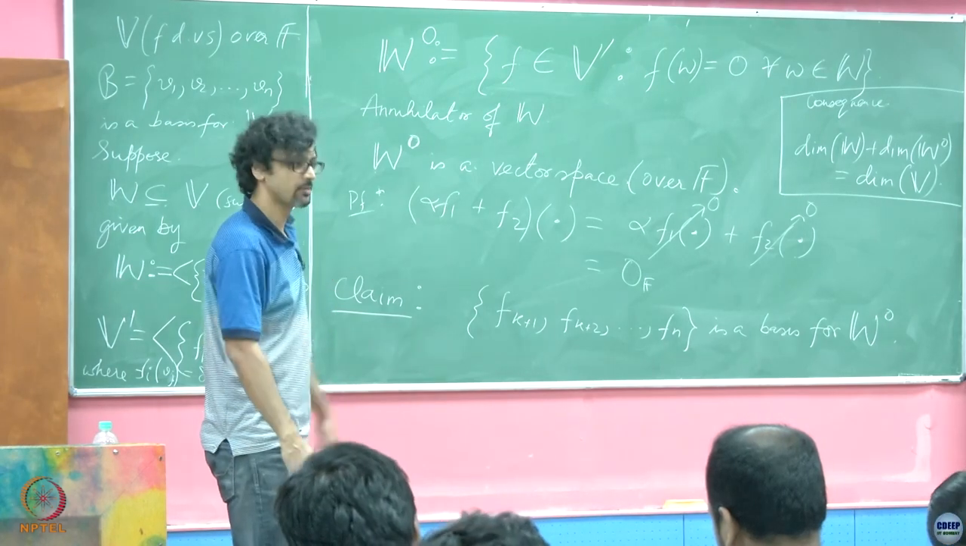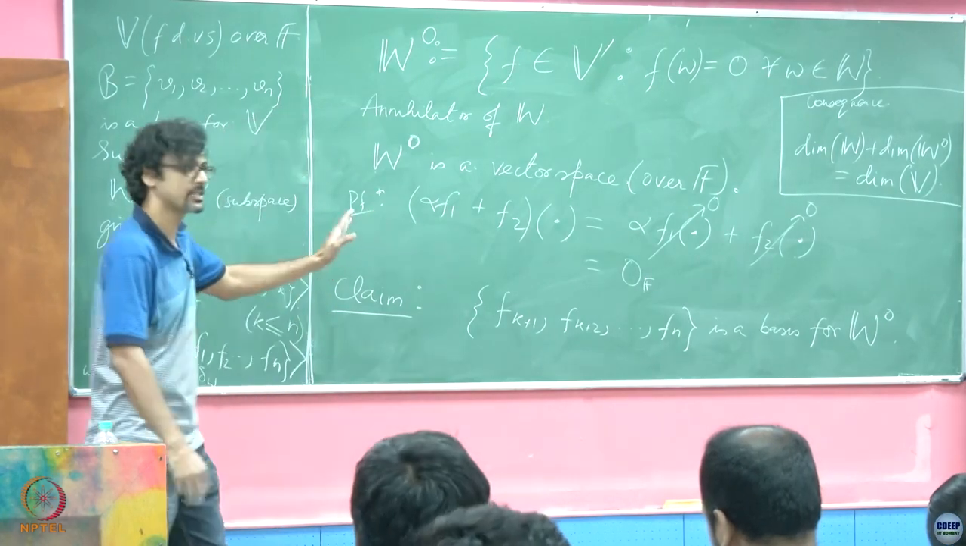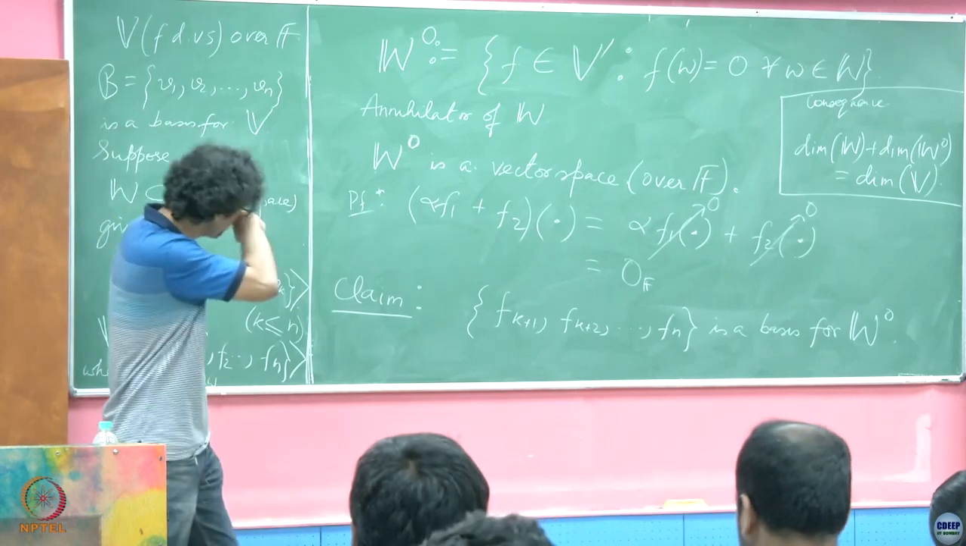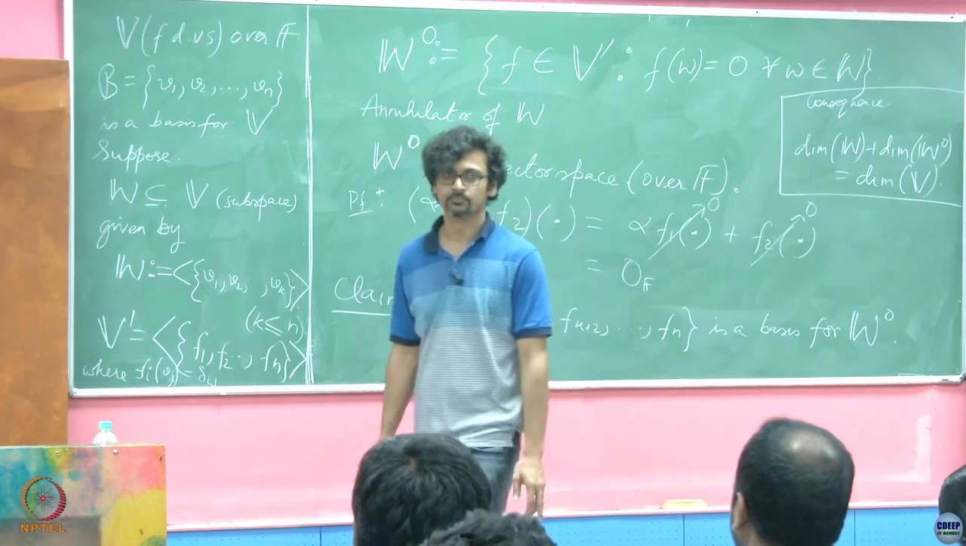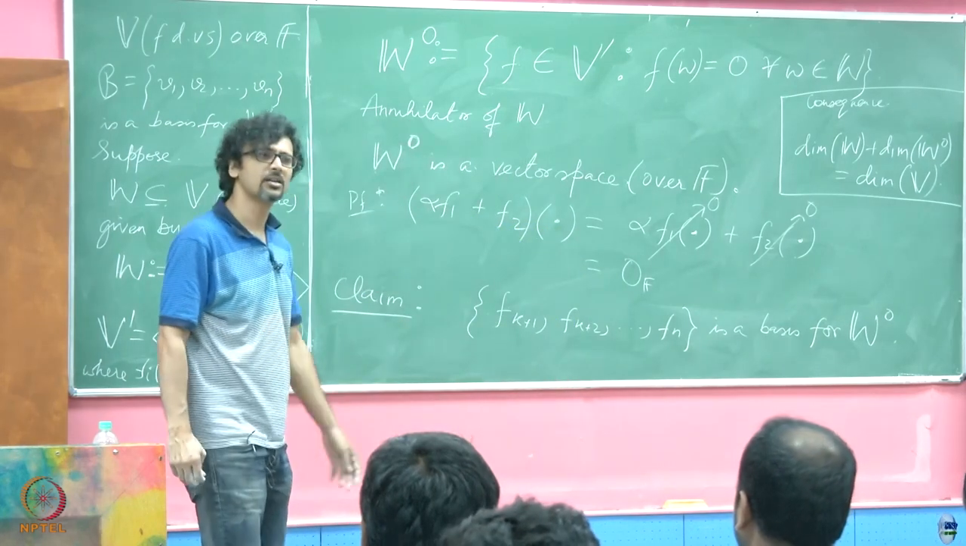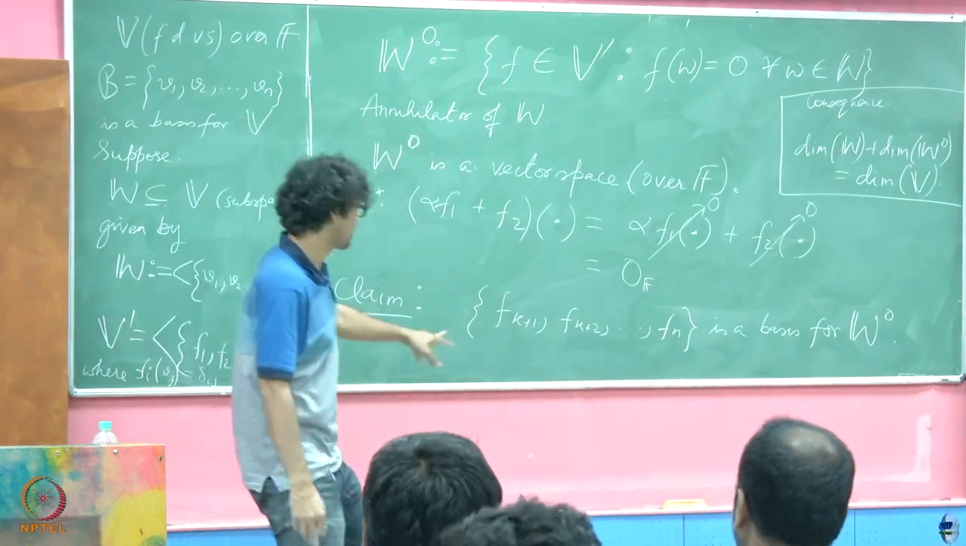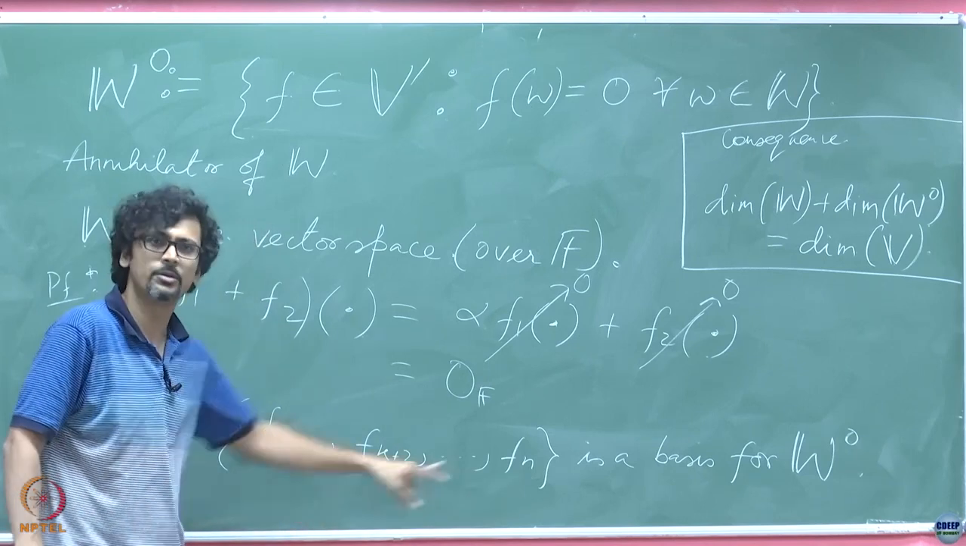Just think of it in terms of matrices or other things and you will be able to precisely see what I mean by that. But the point is that we have to show that this is a basis. Is linear independence under question? Of course not, because this is a subset of a basis. So it must be linearly independent.